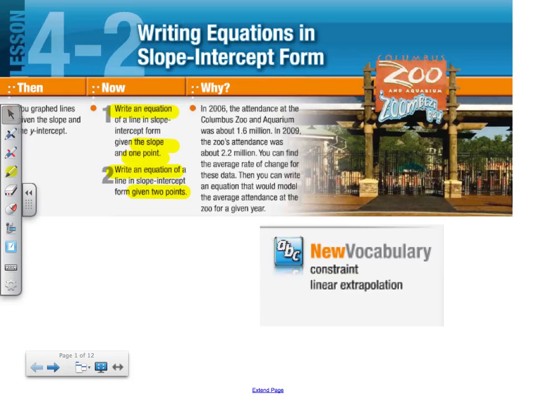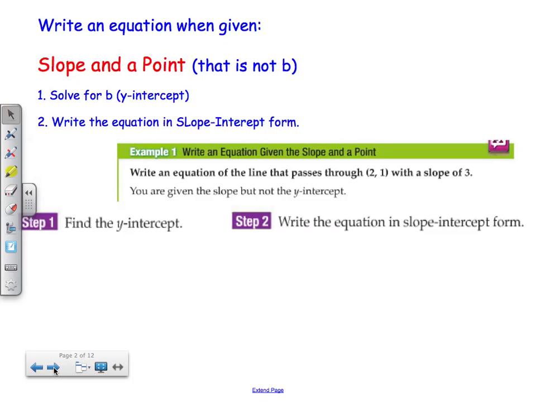Two vocabulary words: constraint and linear extrapolation. We will touch on those later. All right, so first we're going to learn how to write an equation when we're given the slope and 1 point that is not b, that is not the y-intercept.